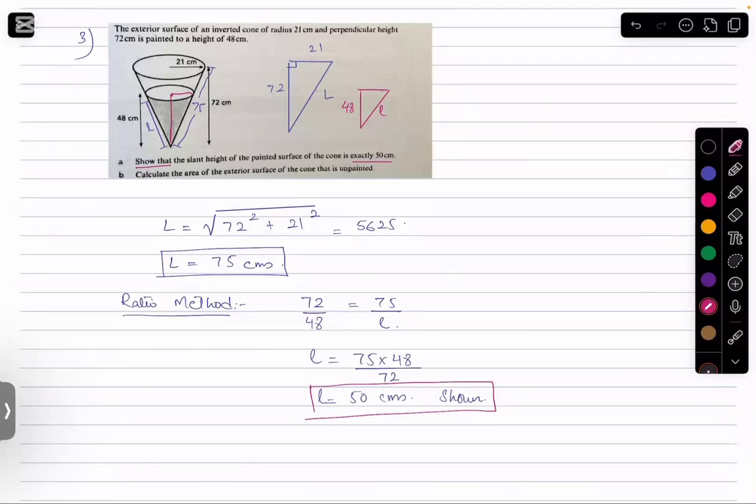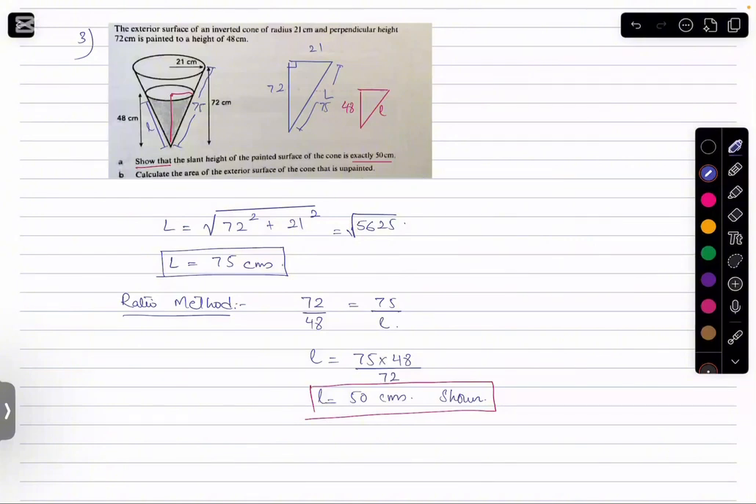So to get the capital L from this figure, if I want to find it, I can see that this 21 is making a right angle with the height, which is given as 72. So applying the Pythagoras theorem, I can say L is equal to the square root of 72 squared plus 21 squared, which is the square root of 5625 centimeters, that is going to be 75 centimeters here. So L is 75 centimeters.